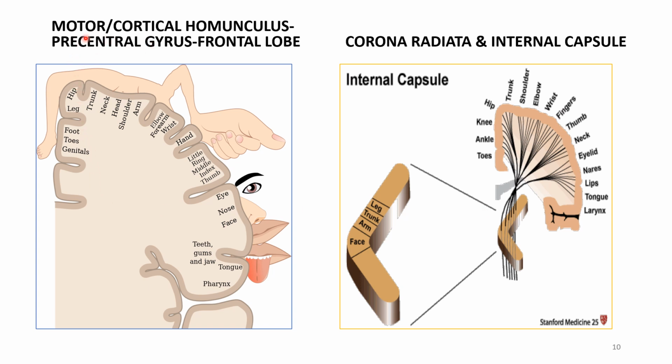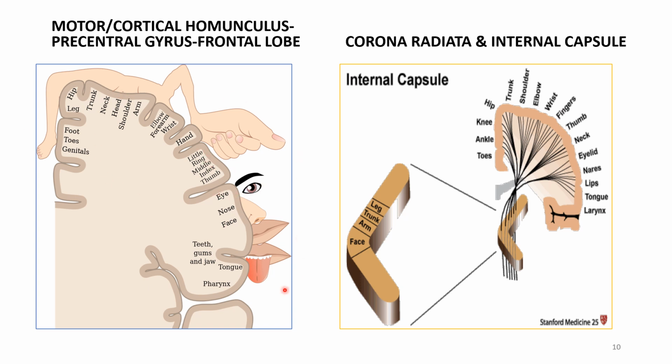So here you can see the motor or cortical homunculus in the precentral gyrus of the frontal lobe. This is the frontal lobe, precentral gyrus. Here the motor homunculus or cortical homunculus will be present. This area supplies the foot, toes and genitals, and this area supplies the hip and leg, and this one the trunk, neck, head, shoulder and arm, and here elbow, forearm, wrist, hand, and here fingers, and thumb, eye, nose, face, teeth, gums, jaw, tongue and pharynx. So this is the motor or cortical homunculus which is present in the precentral gyrus of the frontal lobe.